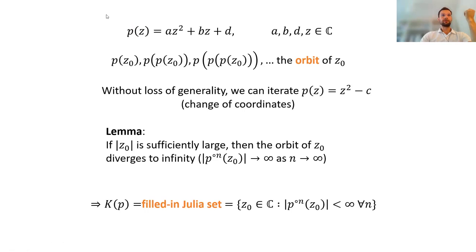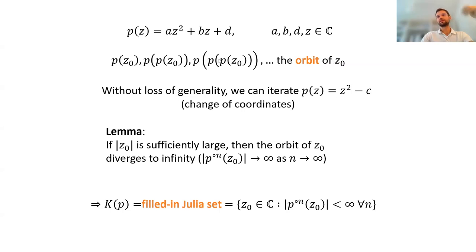So what I want to do now is understand the iteration of polynomials, and let me be simple. Let me understand the iteration of quadratic polynomials. So I start with a polynomial, which is written as az squared plus bz plus d. All of these numbers are complex. A, b, and d are just complex numbers. They're fixed coefficients, and z is the one that I have to change. And I want to understand what's going on with the orbit of an arbitrary point z.